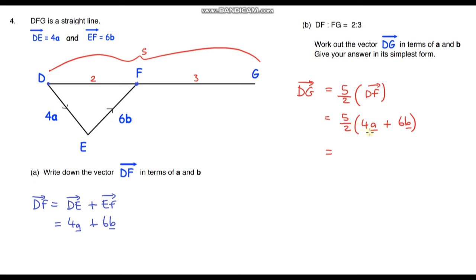So 5 over 2 times 4, well, that would be 4 divided by 2 is 2, 2 times 5 is 10, so that's just 10a. Plus 5 over 2 times 6, well, that would be 15b. So that is our answer, 10a plus 15b.